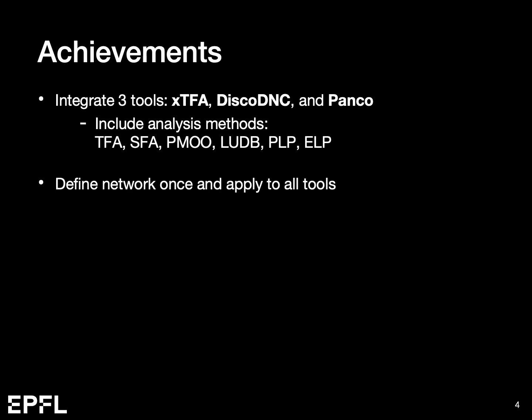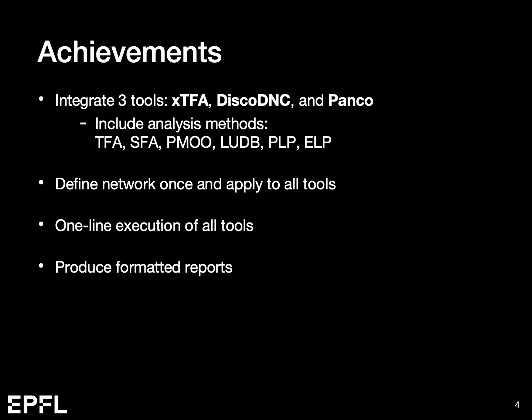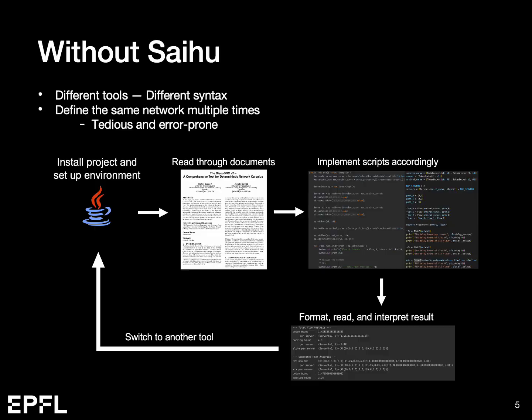Although these three tools have their own dedicated inputs, Saihu allows its user to define their network once and for all. And using that network definition, the user can then analyze the network with only one line of command to use all the methods and all the tools. And finally, Saihu produces formatted reports for the user to read the results immediately.